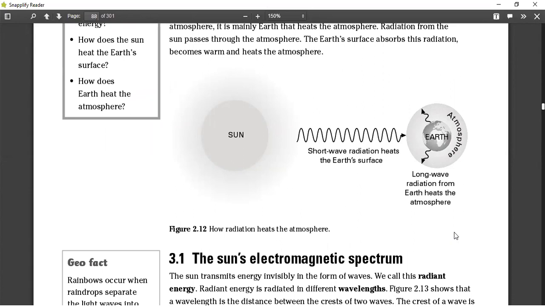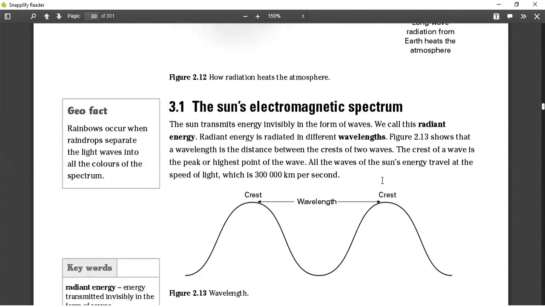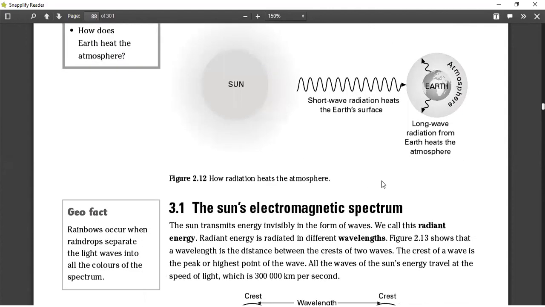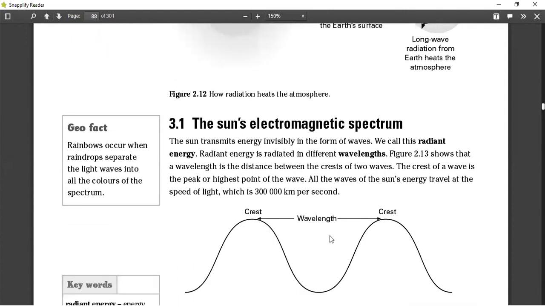Okay, so the sun will send shortwave radiation and that will heat up the Earth. And then long wave radiation will escape, but not that much, from the sun. So we are going to look at how this heat is transferred to the earth from the sun. Right. We have what we call the sun's electromagnetic spectrum. The sun transmits energy invisibly in the form of waves.